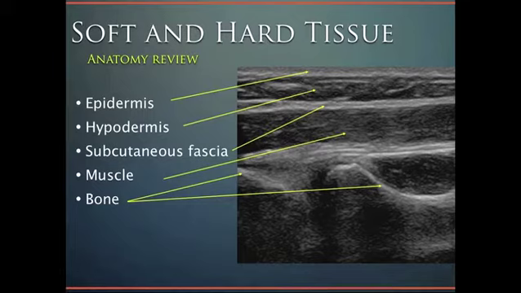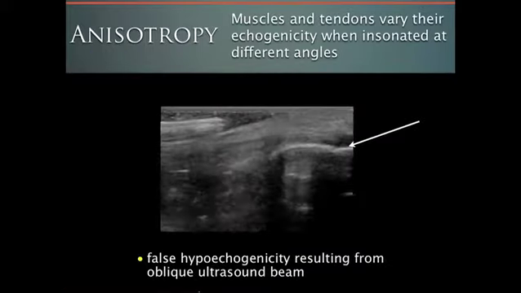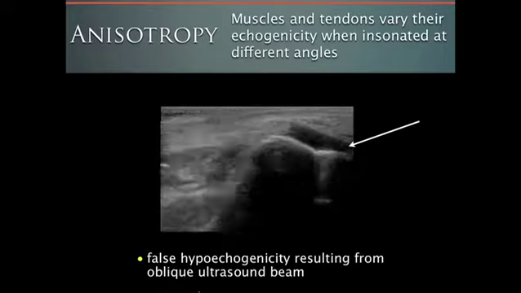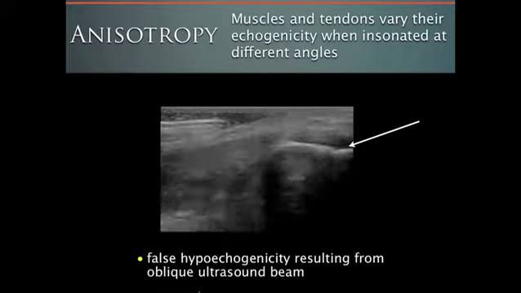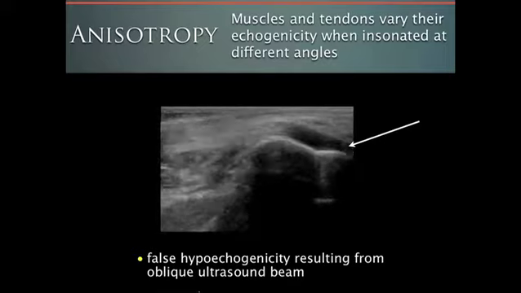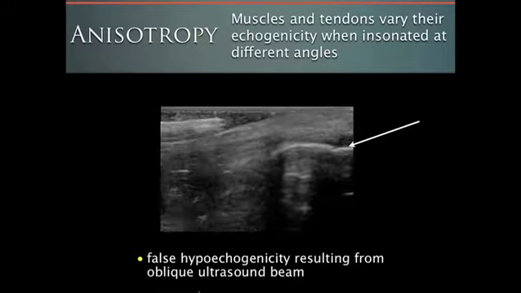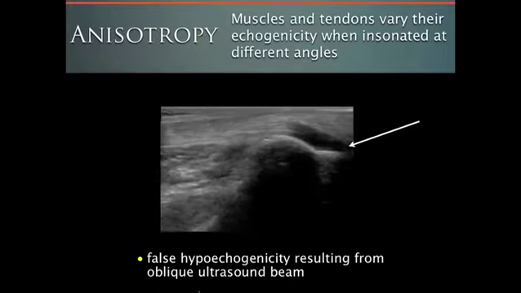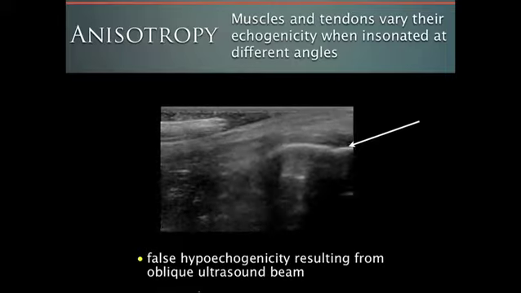And then below that, we can see muscle, and finally, the bone being the hard tissue. It's very dense, it's very hyperechoic, and therefore it reflects the sound. Now there's this concept of anisotropy, and what happens when you have muscles and tendons, depending on which angle you insonate them, you can have variations in their echogenicity.